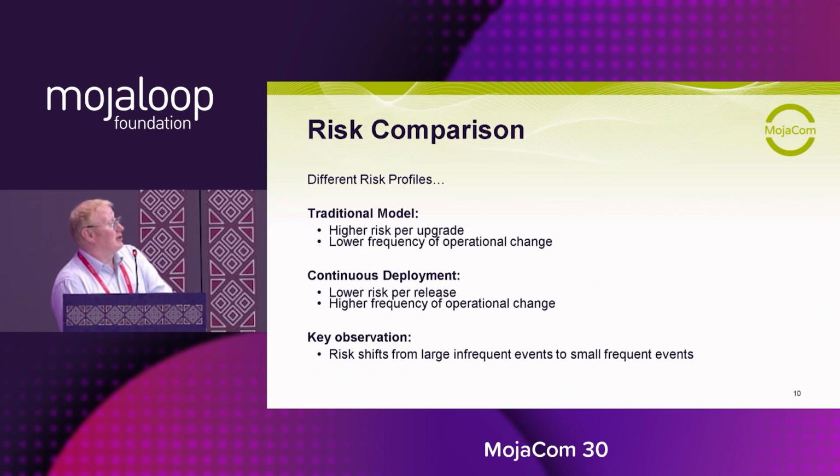The risk profile is very different for these two approaches. Obviously, in the traditional model, there's a higher risk per upgrade, but there's a lower frequency of operational change. With continuous deployment, obviously, you have lower risk per release, but because they happen much more frequently, your operational change is constant. So an important takeaway from this is the shift of risk that happens when you move from this traditional model to continuous deployment.